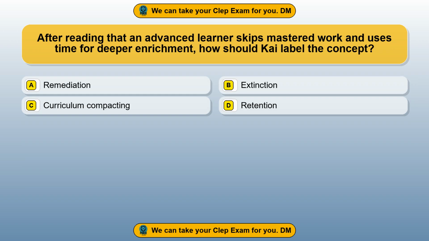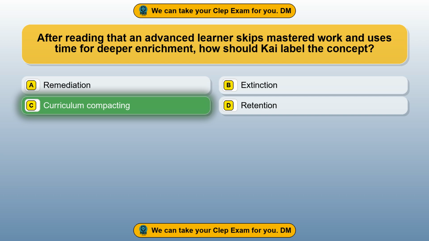Question 68. After reading that an advanced learner skips mastered work and uses time for deeper enrichment, how should Kai label the concept? Option A, remediation. Option B, extinction. Option C, curriculum compacting. Option D, retention. The correct answer is option C, curriculum compacting.